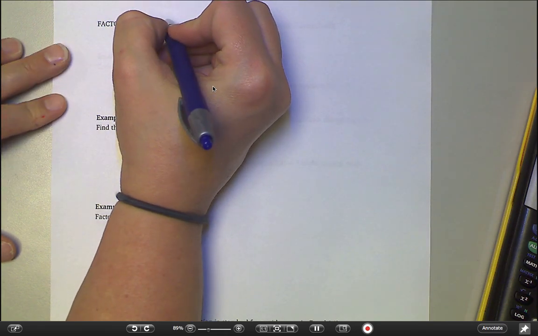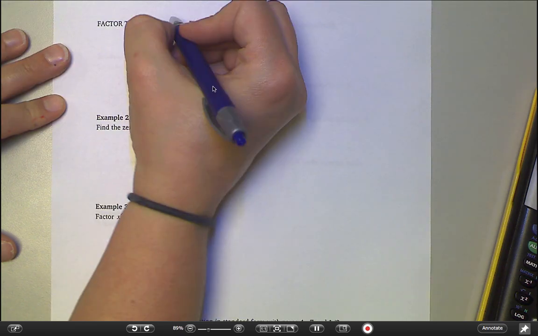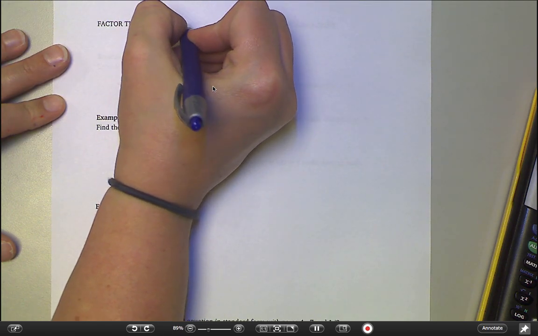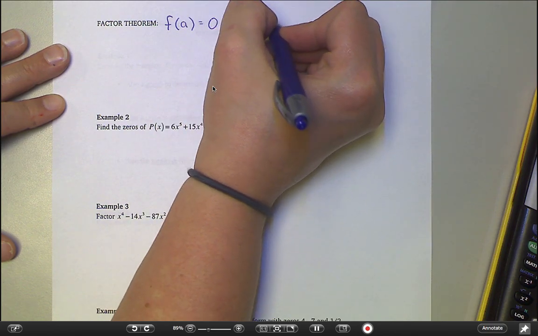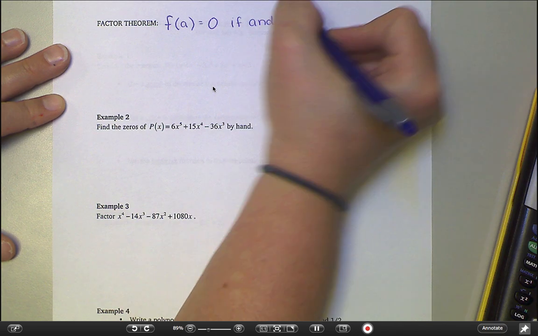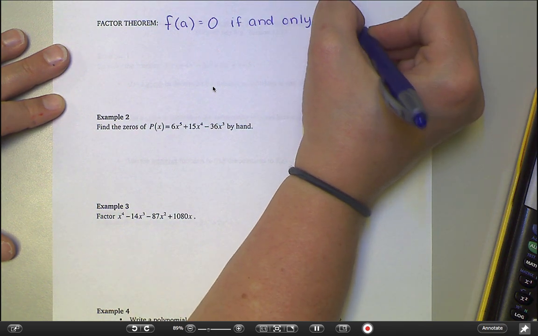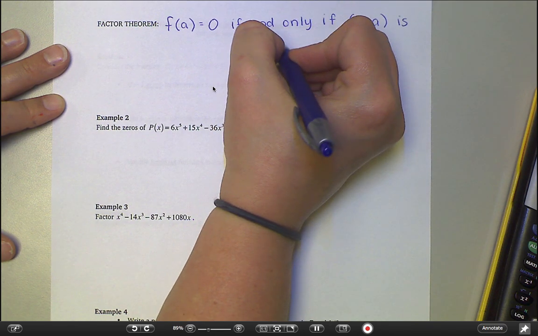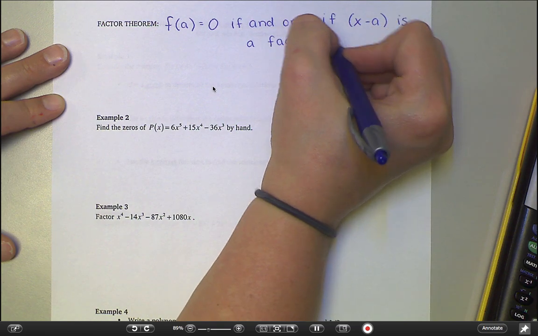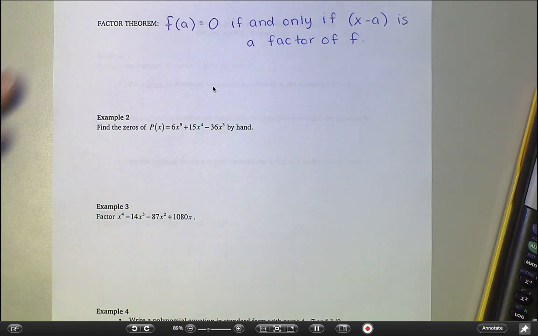It's an if and only if statement, meaning it can go in both directions, but it says f of a equals 0 if and only if x minus a is a factor of the polynomial f. Okay? F of a equals 0 if and only if x minus a is one of the factors of f.